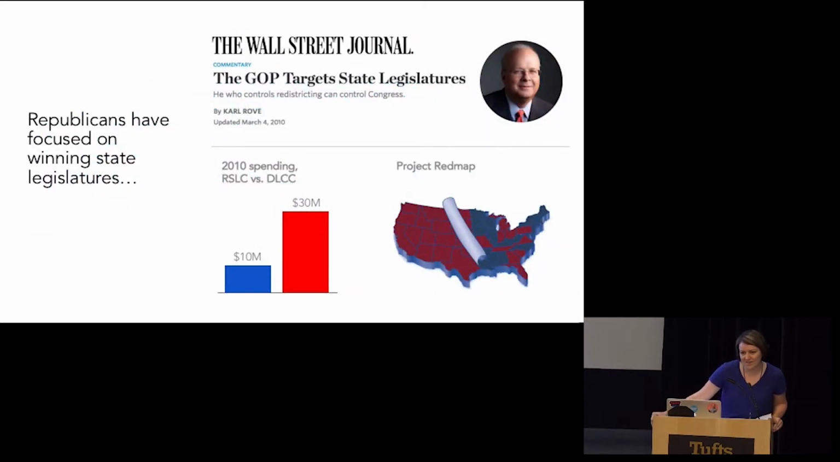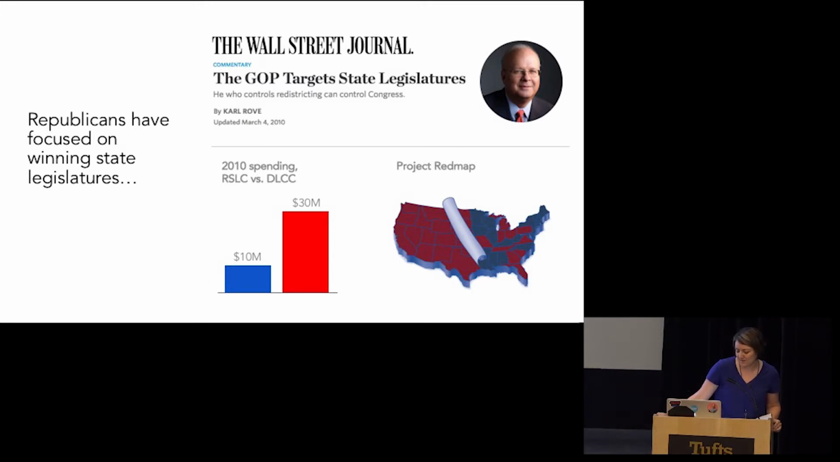What happened was the GOP rolled out something called Project Red Map, and they were very open about it. Karl Rove even wrote an op-ed in the Wall Street Journal, talking about how openly they were going to take state legislature seats, as many as they could, to control chambers, and so they could control the redistricting that would happen in 2011. It was a Hail Mary play, and it actually worked for them.